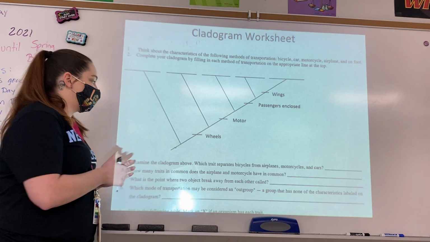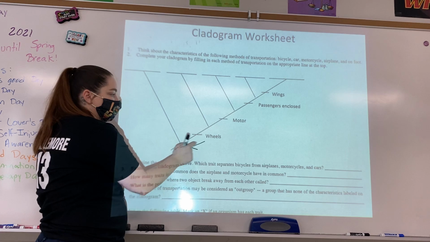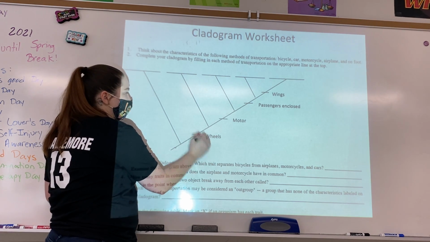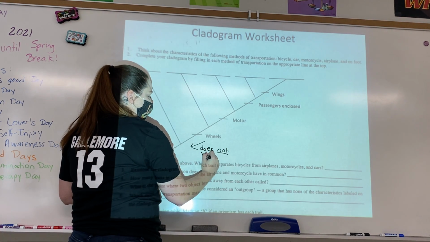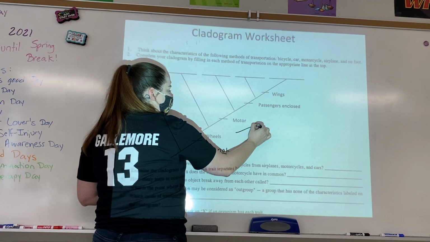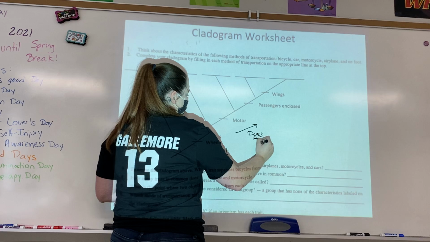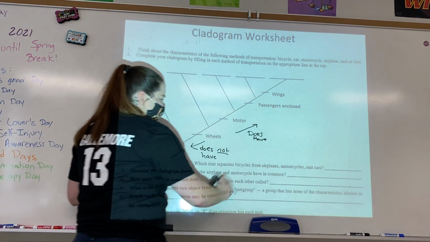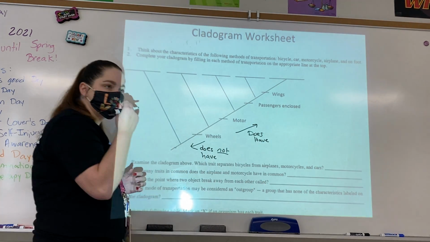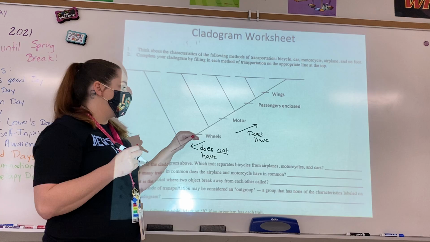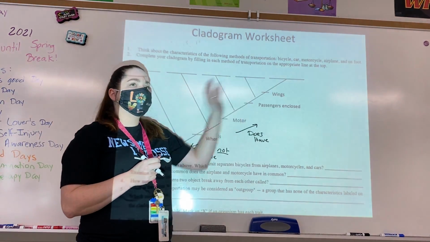And every time you have a branch coming off, if that branch is to the left of the characteristic, then that species, whatever is up here, does not have that characteristic. If it is to the right of that characteristic, then it does have that characteristic. Okay? So that is the important part. When you go to draw your own cladogram, you need to remember that your characteristics, if the thing is to the left, it does not have it, and if it's to the right, it does have it.